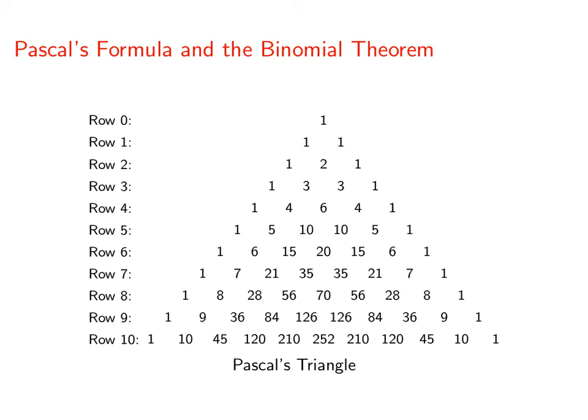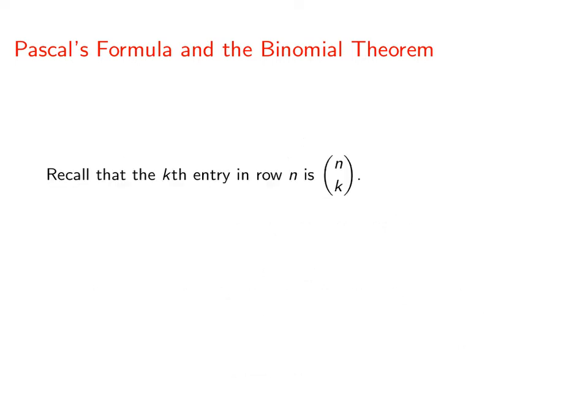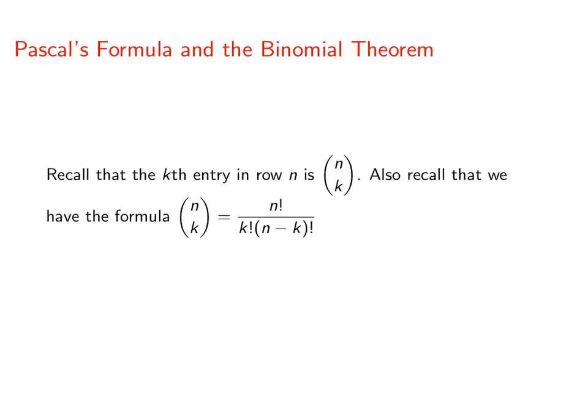Hello, discrete math fans. Let's talk a little more about Pascal's triangle. Remember that we said that the kth entry in row n is n choose k. And remember that we have this formula: n choose k is equal to n factorial over k factorial times n minus k factorial.